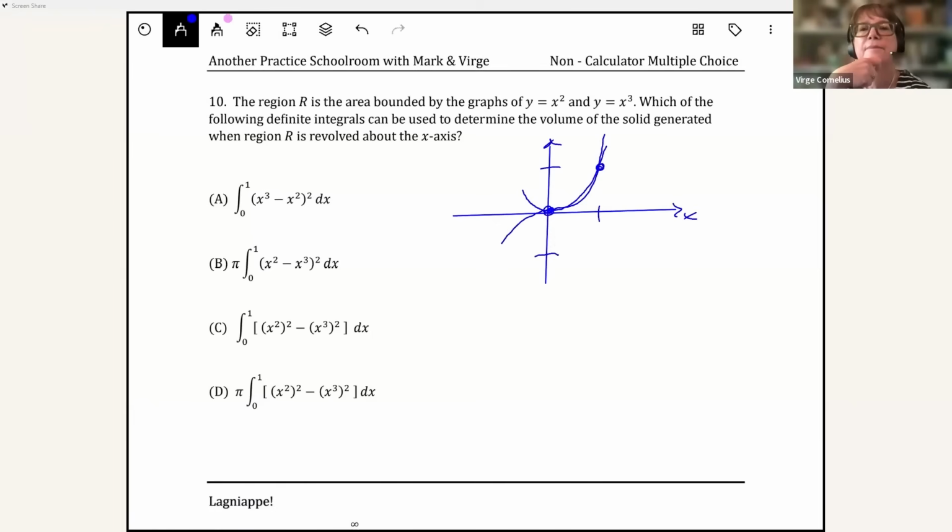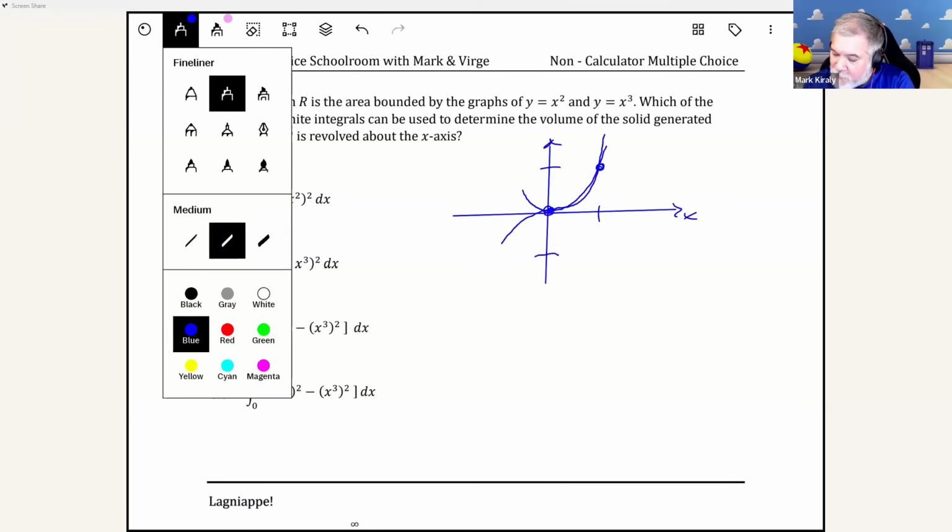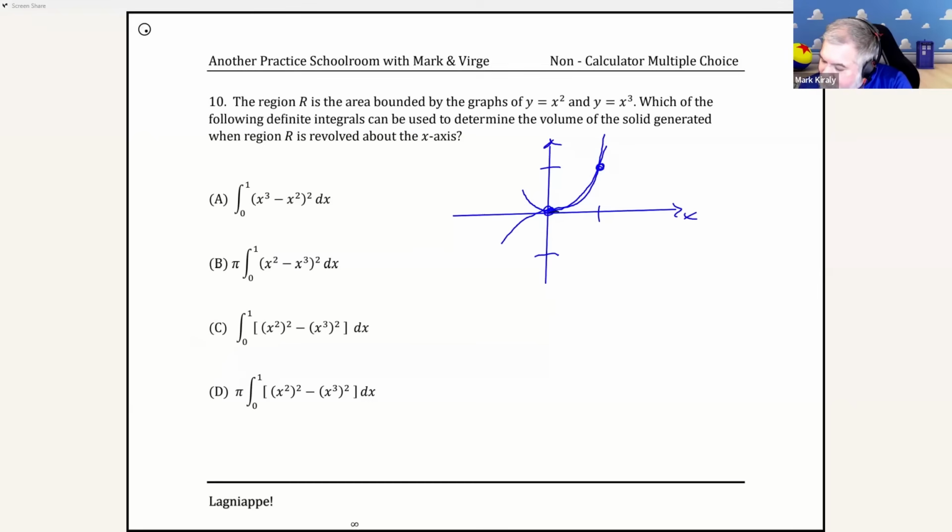Yes. And you know you can't use a lot of different colors on the test, but you can have a black pen and a blue pen. And a pencil. That's right.